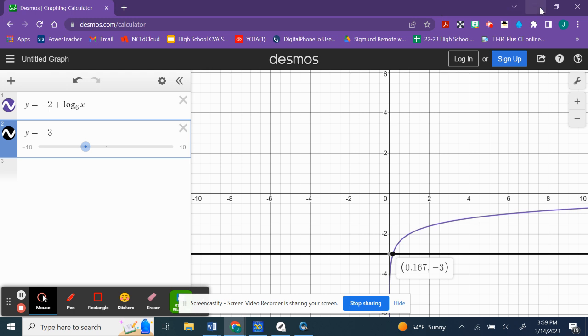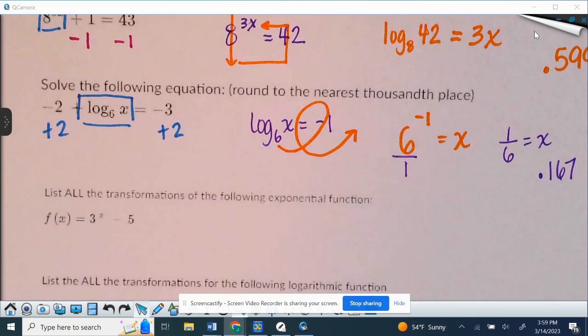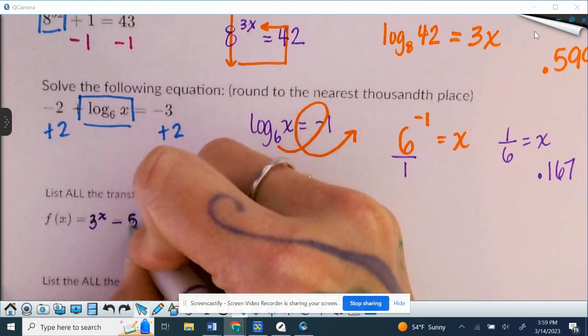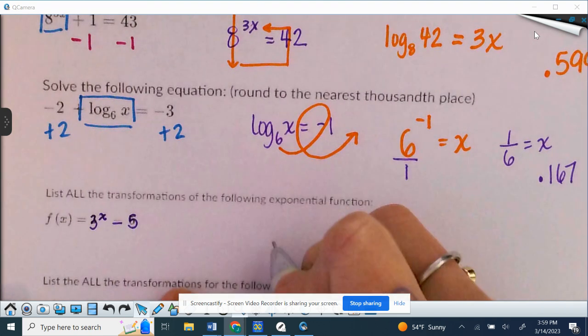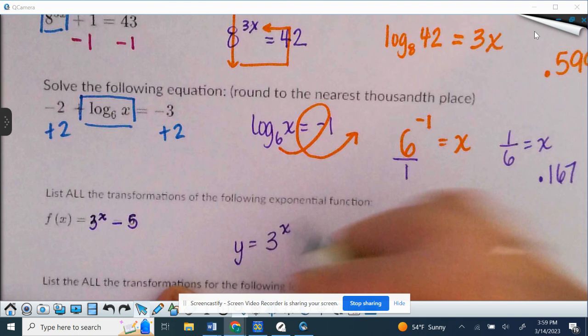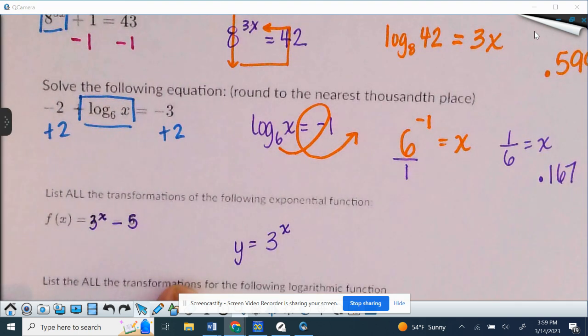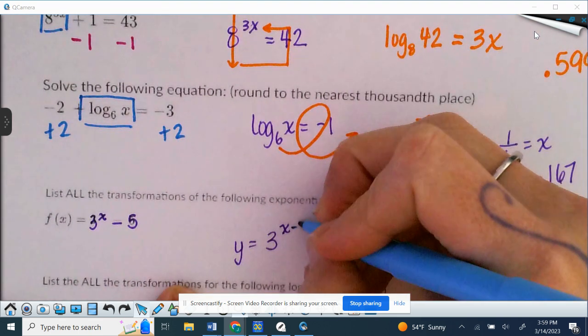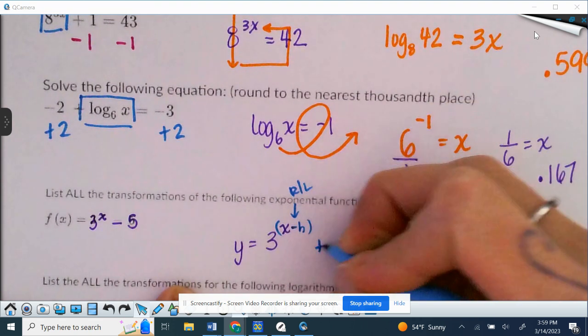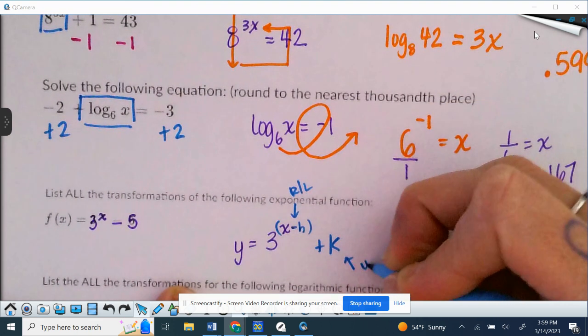Desmos is life. Okay, so our next one, list all the transformations. This is a little hard to read on my copy. 3 raised to the x minus 5. Now, remember, this is whatever the base. So our parent function would be y equals 3 to the x power. That would be the most simplistic version of this exponential equation. If we were to move it right or left, remember it's x minus h. This controls our right, left. And then plus k controls our up, down.